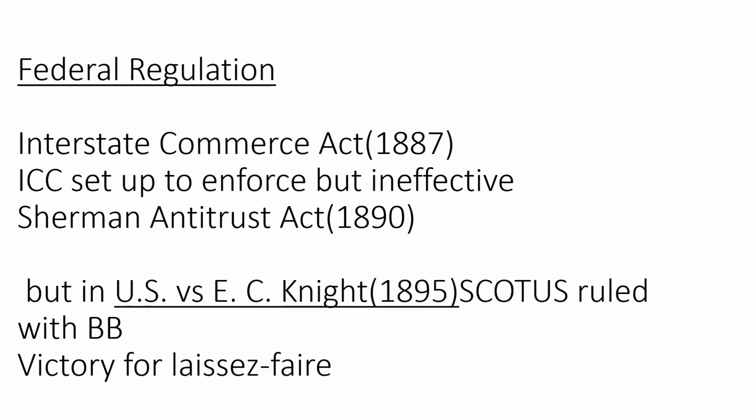At this time, the federal government stepped in to regulate big business. The Interstate Commerce Act was passed in 1887, and the Interstate Commerce Commission was set up to regulate it. However, the Supreme Court of the United States was firmly behind big business and ruled against the Interstate Commerce Commission 15 out of 16 times. The Sherman Antitrust Act was ineffective too, and in United States versus E.C. Knight, the Supreme Court found that a combination of sugar refineries that controlled 98% of the nation's sugar refining business was not a violation because they were not involved in trade and business. It was indeed a victory for laissez-faire forces.